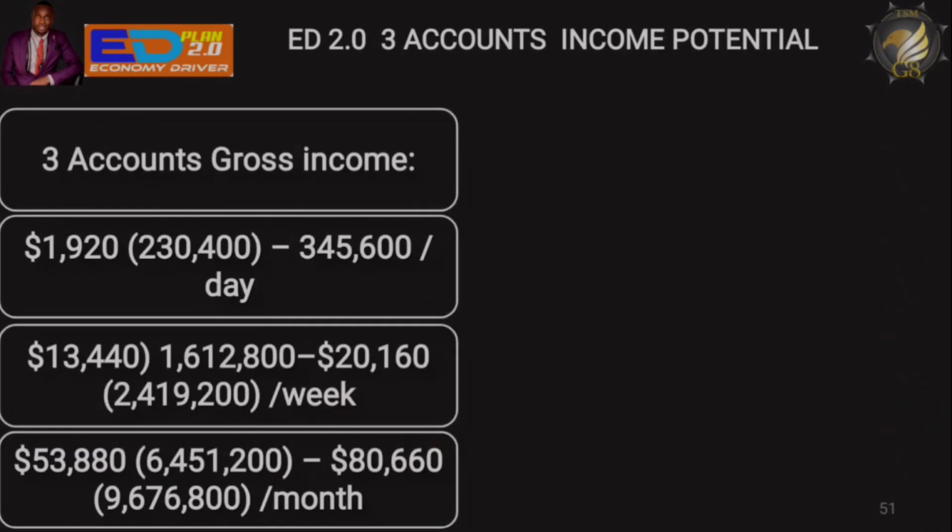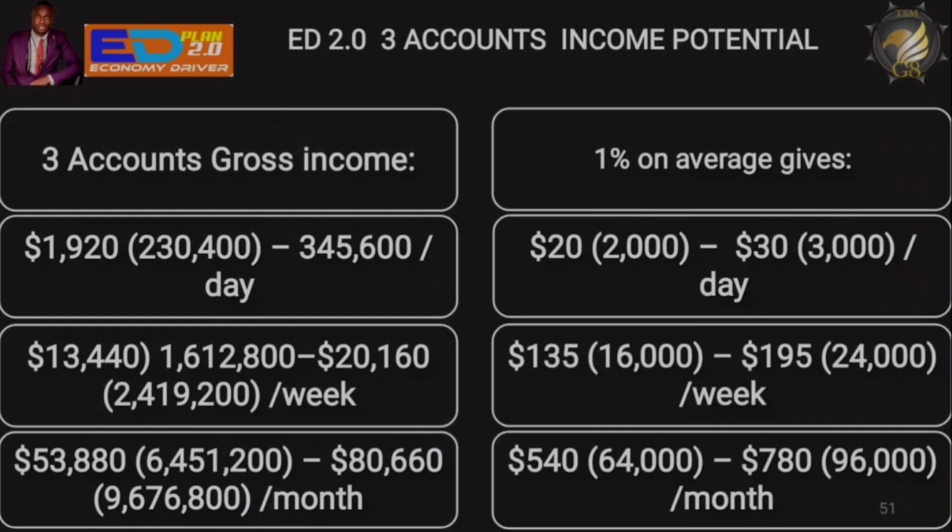The next thing, we have the ED 2.0 accounts, okay? The ED 2.0 accounts here now, what usually happens is, how much money are you going to make with 3 accounts? So this is the income potential with 3 accounts, using the second way of making money at 100% success potential. But if we help you achieve just 1% potential with these ways of making money, this is what you're going to have: an average of $20 per day, an average of $135 per week, and an average of $540 per month at 1% success potential. So what if you make 50% success potential? That is, at least on the lower side, about $1,000 per day, okay, which is quite some good amount of money.